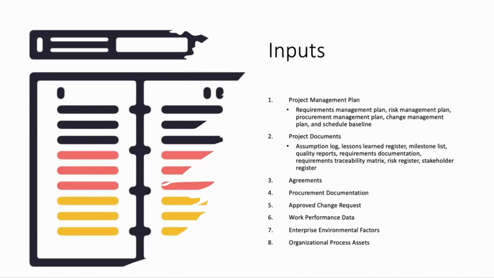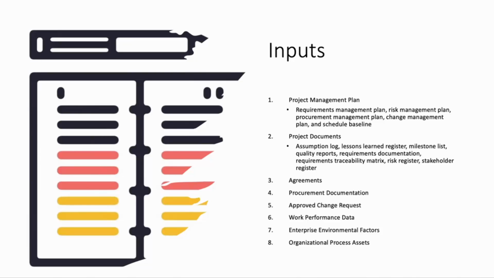Agreements are understanding between parties, including understanding of the duties of each party. Number 4, procurement documentation contains complete supporting records for administration of the procurement process. 5, approved change requests can include modification to the terms and conditions of the contract, including the procurement statement of work, pricing, description of products, services, or results to be provided.